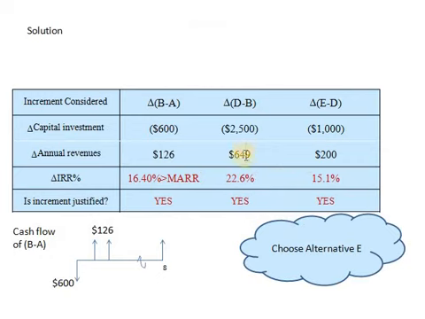This is the new table for D minus B. I'm going to get the IRR of D minus B. It is 22.6. I want to compare it to the MAR. It is greater than the MAR. Then who's better? It's going to be D. So D is better than B.